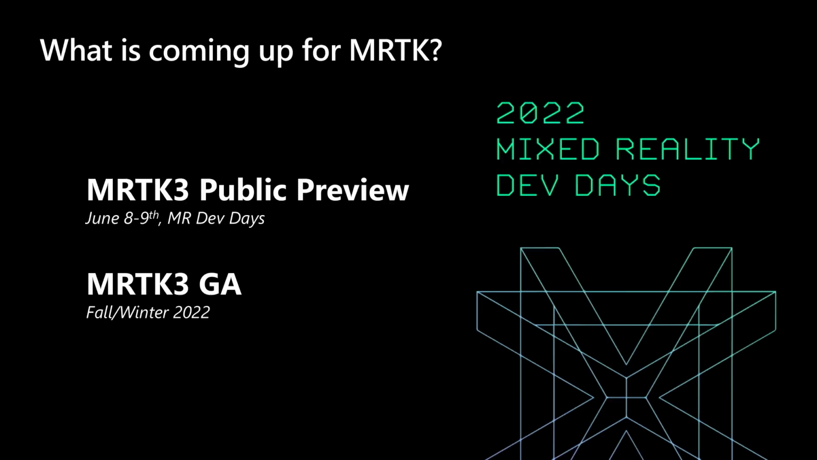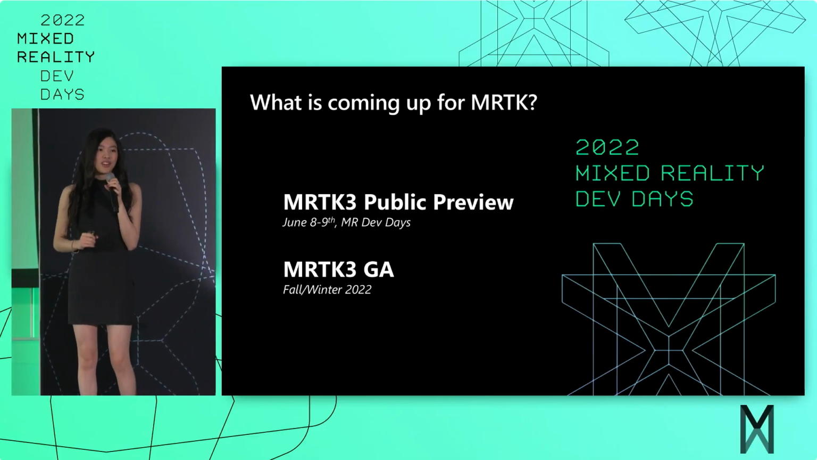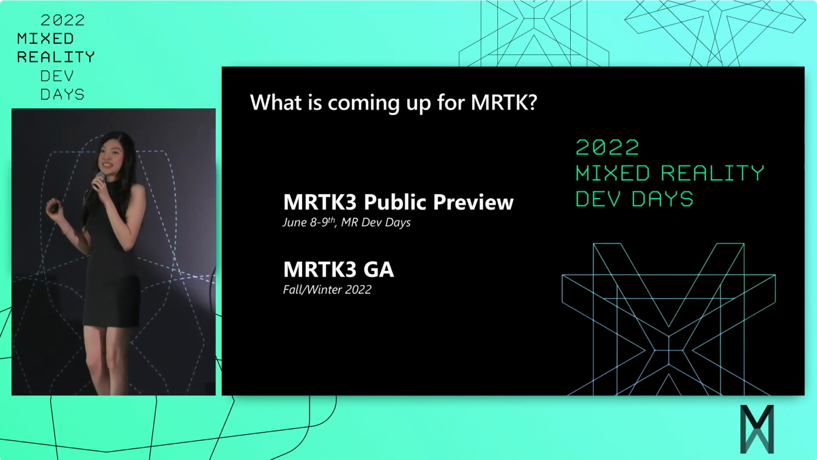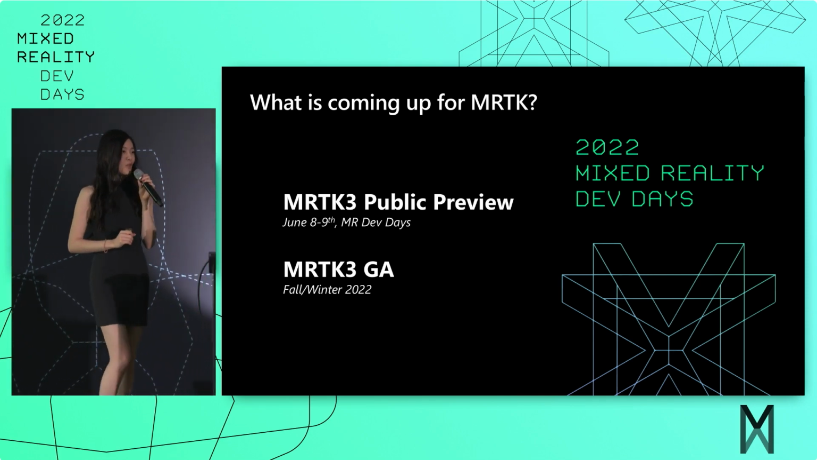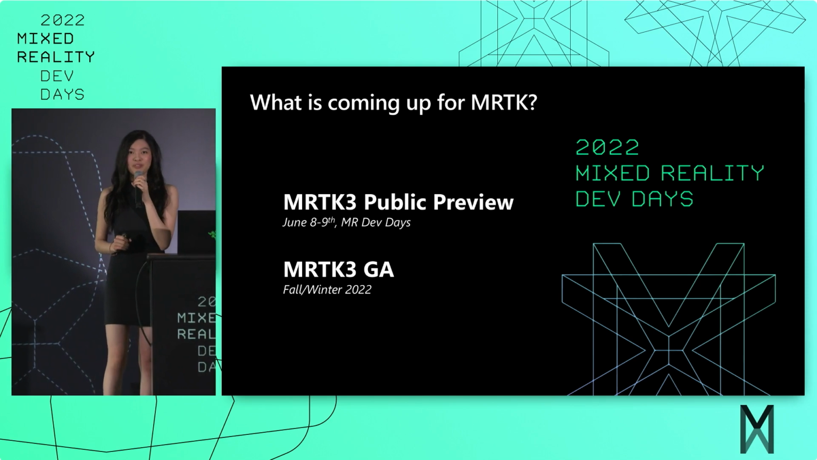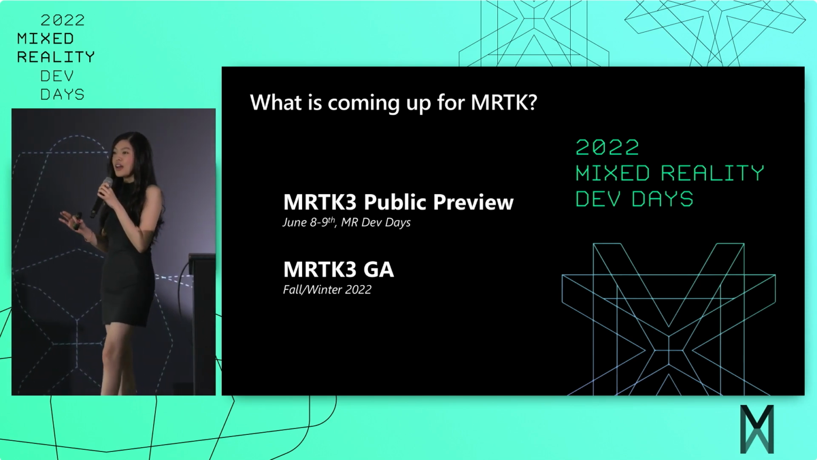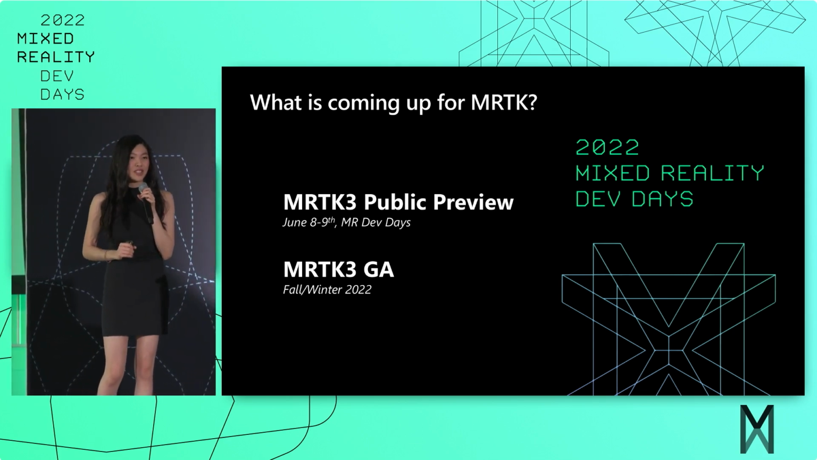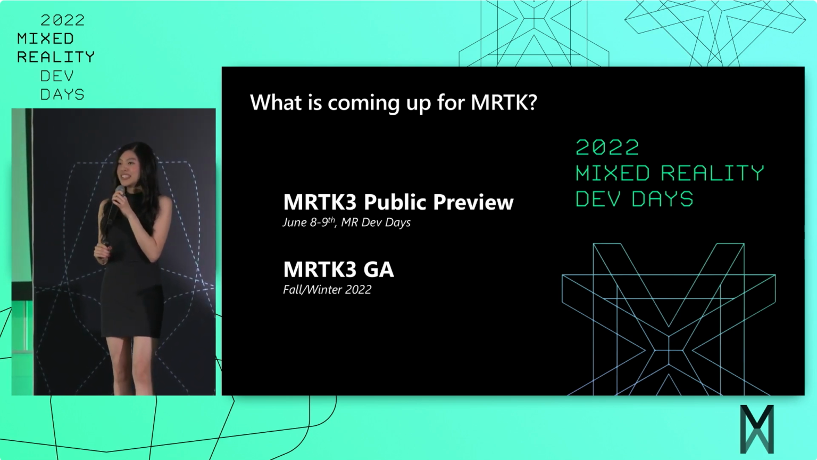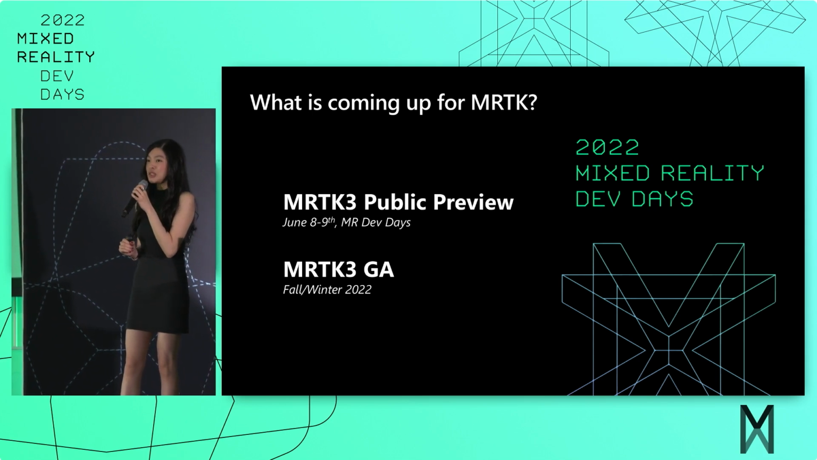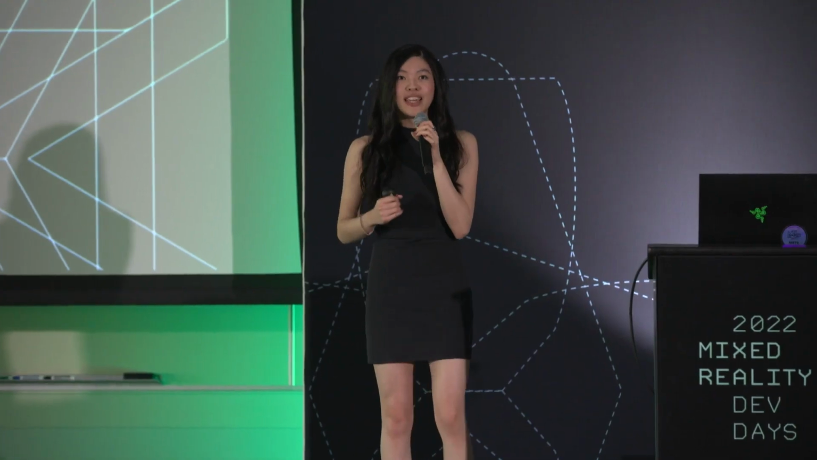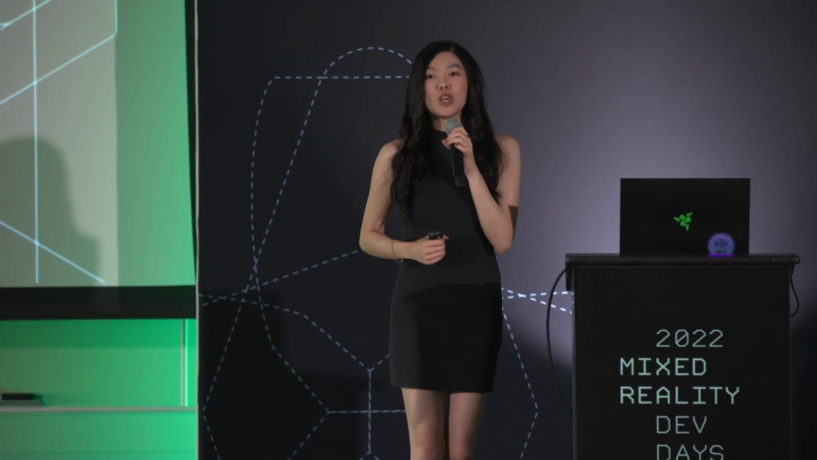What's next? At this event right here, at MR Dev Days, we will be having our MRTK3 public preview. So right now, the code is available on the MR Feature Tool to download and install, as well as GitHub. And in the fall to winter timeframe, we'll be having our MRTK3 GA. And I want to emphasize, I've been talking a lot about MRTK3 here today, but we are still very much focused and committed to MRTK v2. In fact, just last week, we released MRTK 2.8, and MRTK v2 will continue to be supported until at least 6 to 12 months after MRTK3 GAs, at which point it'll then transition to becoming community maintained.